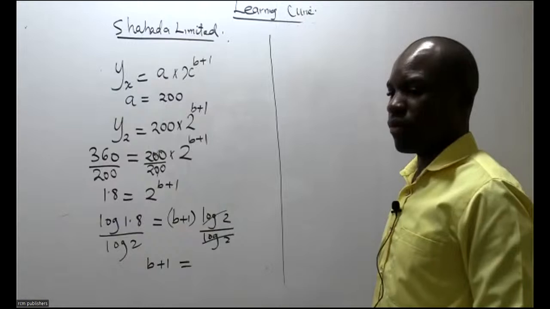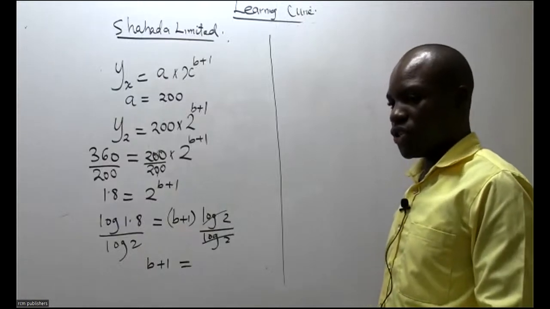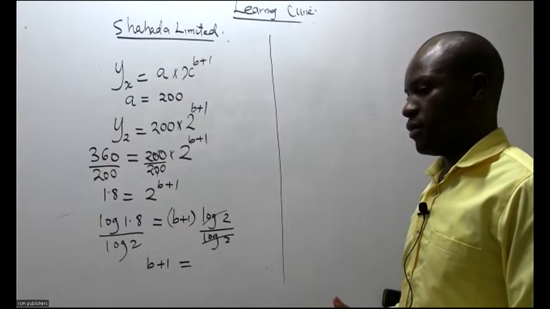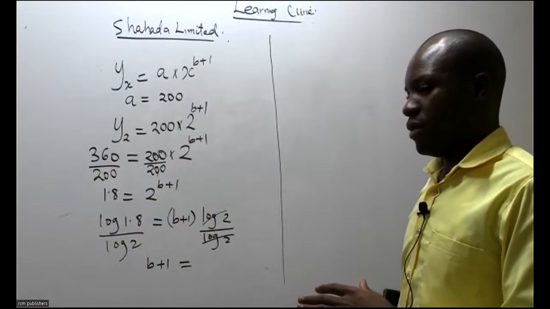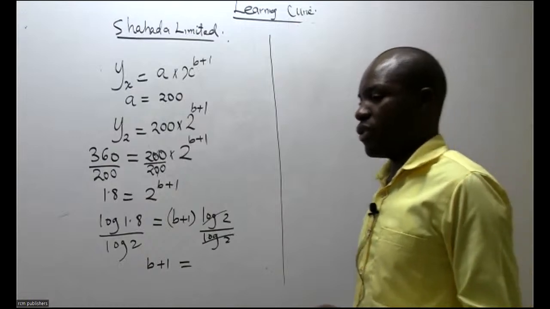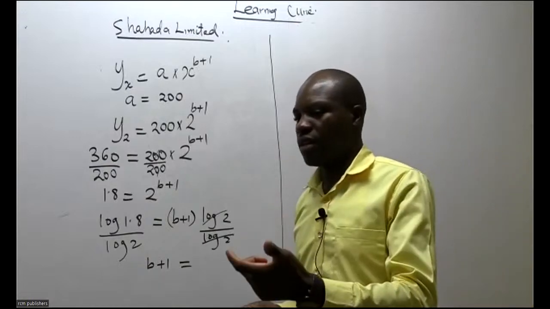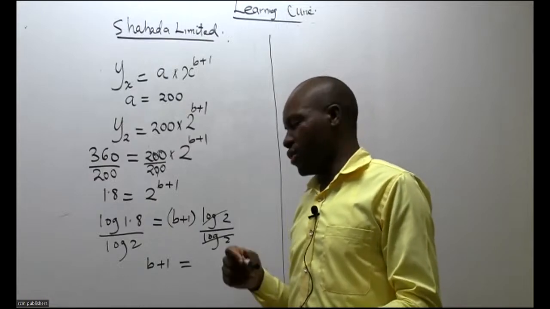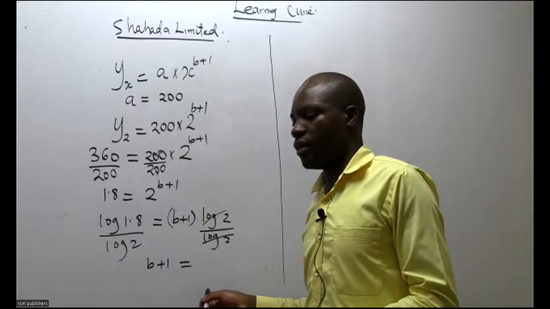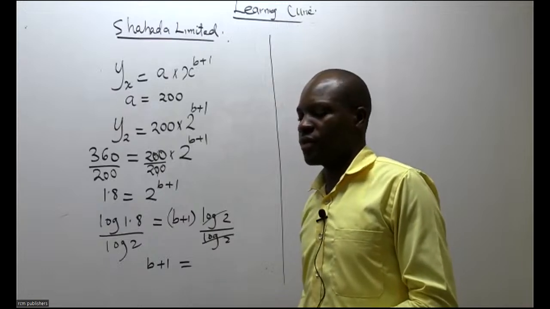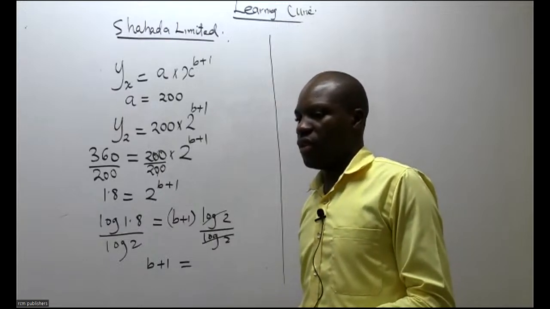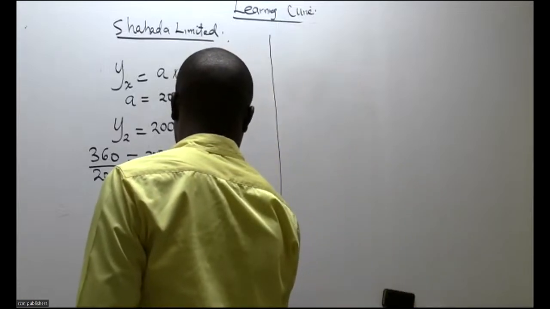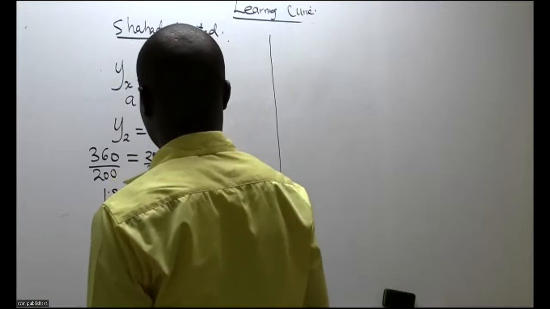What are you getting? Log 1.8 divided by log 2. The way it is, just go to your calculator. Log 1.8 divided by log 2. What will we have here? 0.8480. That is what we have.